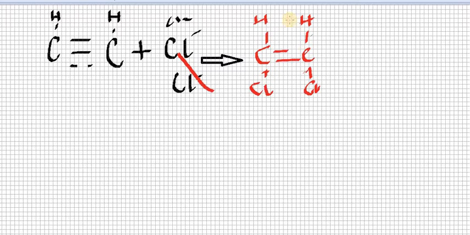Now what is the nomenclature of the structure? This is the IUPAC name. In the first position of this carbon, this chlorine is there. In the second position also there is a chlorine. So we have 1,2-dichloroethane. So this is how it is formed. Now this is your halogenation, or addition of halogen.